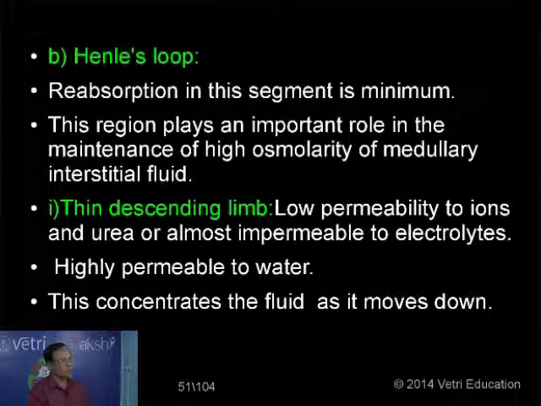and it shows low permeability to ions and also urea, and is almost impermeable to electrolytes. Similarly, this region is more permeable to water and impermeable to electrolytes, including sodium. So, as a result, more and more water leaves in the descending limb of Henle's loop. The solution becomes more concentrated. When it reaches the lower part, it becomes more hypertonic. So the tonicity of the filtrate has increased.